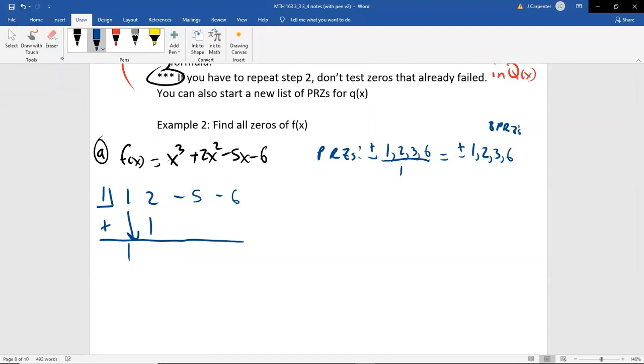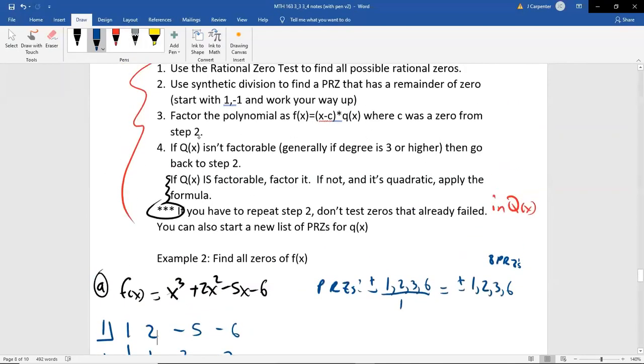1 times the 1 is 1. And then you add these, and the answer goes here. 2 plus 1 is 3. And then you just keep doing that. 3 times 1 is 3. Negative 5 plus 3 is negative 2. Negative 2 times 1 is negative 2. And negative 6 plus negative 2 is negative 8. So we're done with the synthetic division.